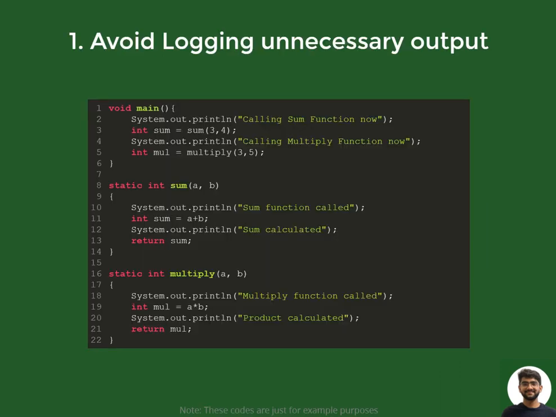Now, as you can see in this example, we have 3 functions. The main function, which is obviously the driver function that calls all the other functions, the sum function that calculates the sum of 2 numbers, and the multiply function that calculates the product of 2 numbers. Now, we have 6 print statements here. But do we really need all the 6? The answer is no. These are redundant.